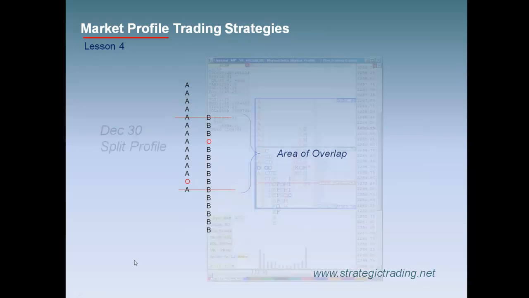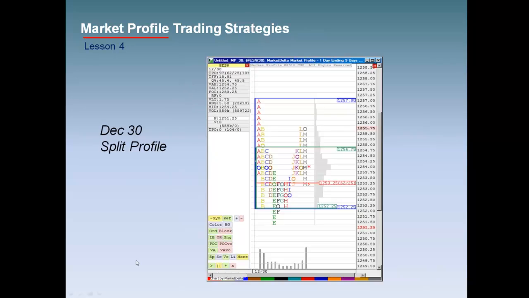Okay, let's now take a look at December 30th, the following day from the 29th. And we have a split profile once again. This profile looks quite a bit different from the 29th. But nevertheless, this is another day where, in fact, the short-term trader was still in control. Let's take a look at how we knew this as the day developed.